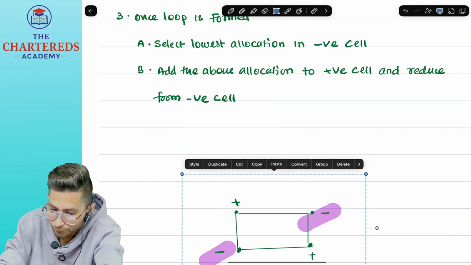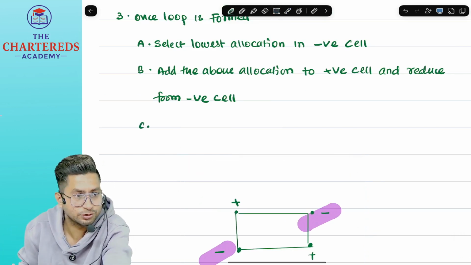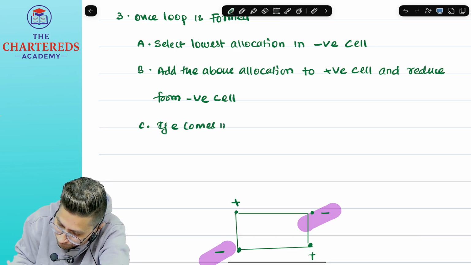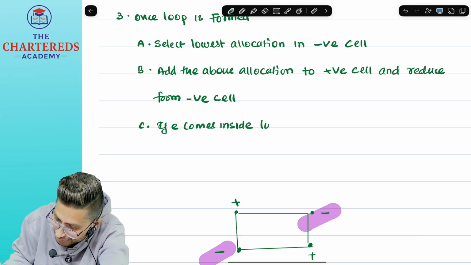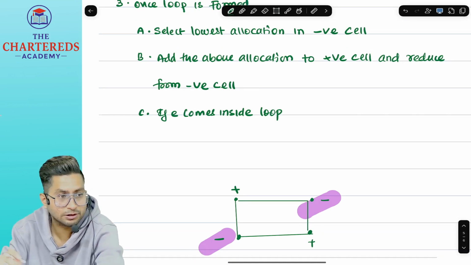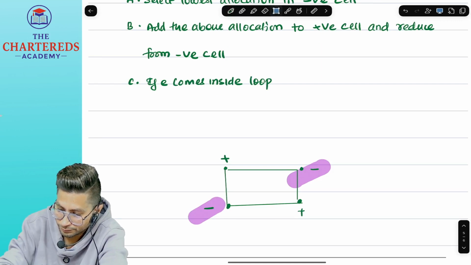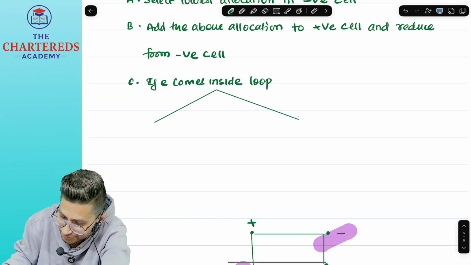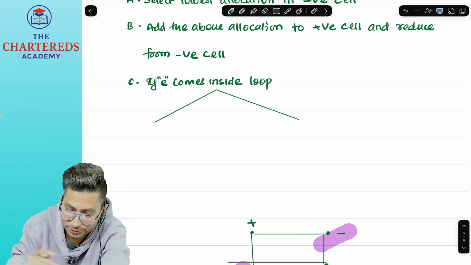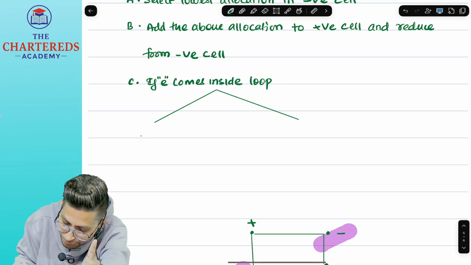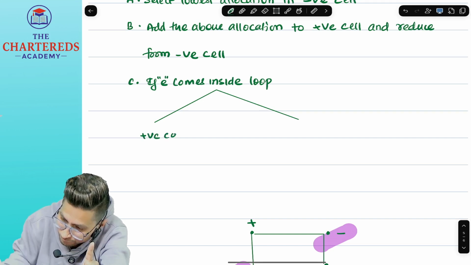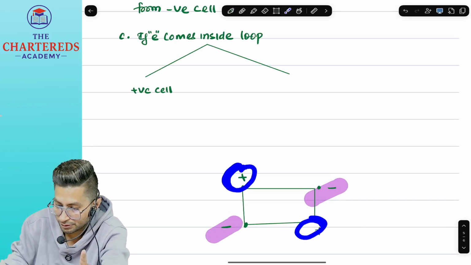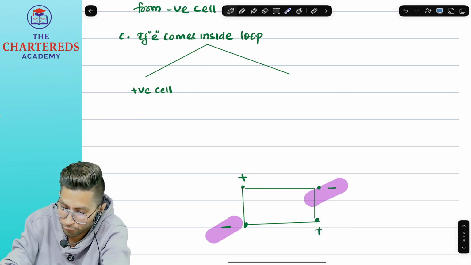After that, now the main point, which many students don't know. If epsilon comes inside the loop, then what to do? This is very important. If epsilon comes in a positive cell, here positive cells are there, right? If epsilon comes in any of these positive cells, then what do we do?